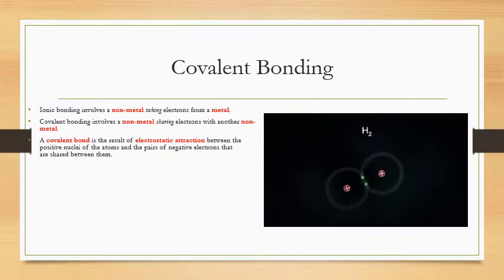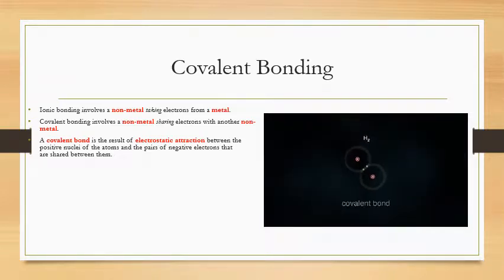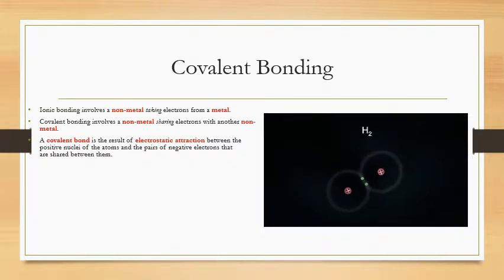So in a covalent bond, this results in electrostatic attractions, just like in ionic bonding, but this time, rather than the electrostatic attraction being between different ions, it is now between the positive nuclei, because remember, that's where the positive protons are contained, and the pairs of negative electrons that are now being shared between the atoms.